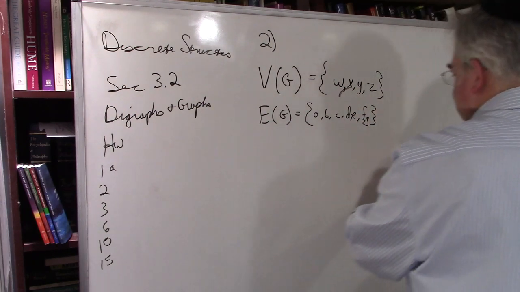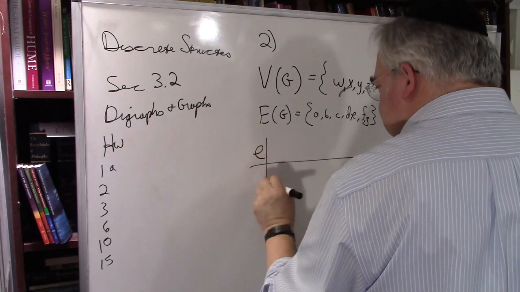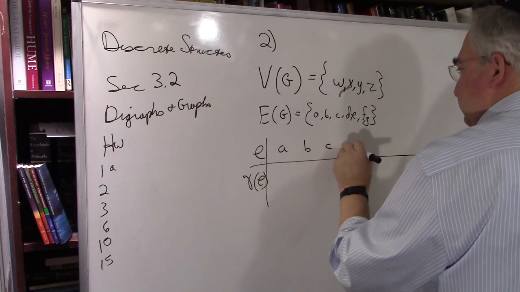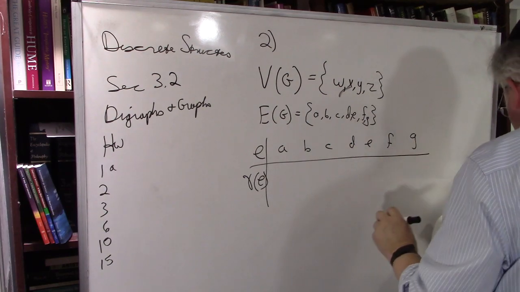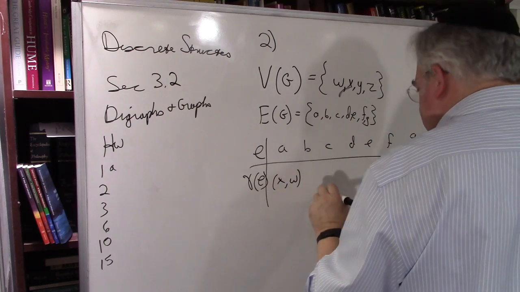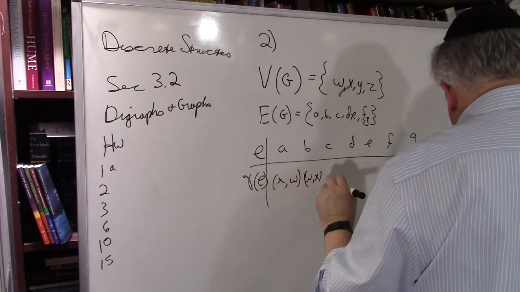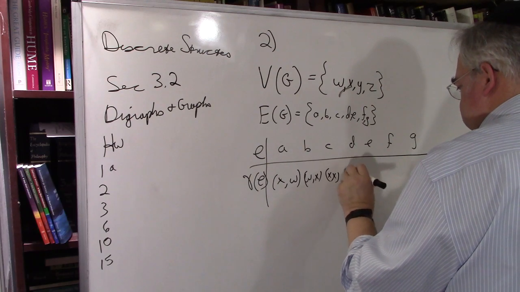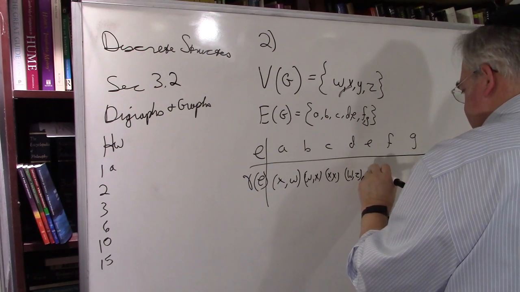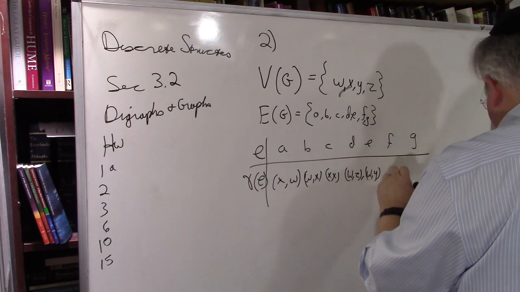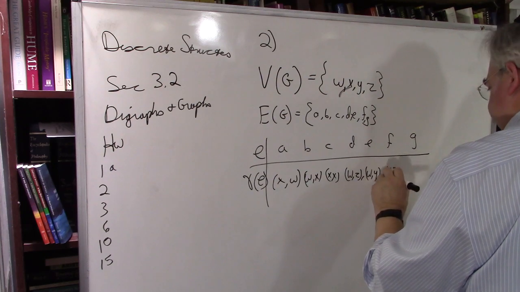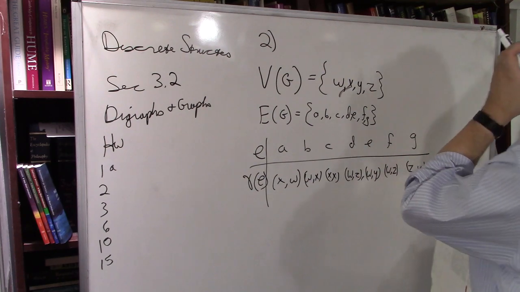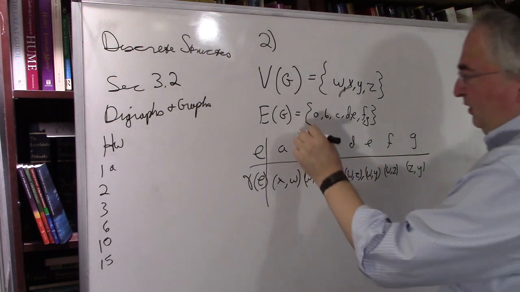Okay, and now we have that table. The table says, tell me what E is, and tell me what gamma of E is. So A, B, C, D, E, F, G. And this is X, W, W, X, X, X, W, Z, W, Y, F is W, Z, and G is Z, Y. Okay, and we have to make a picture for this.